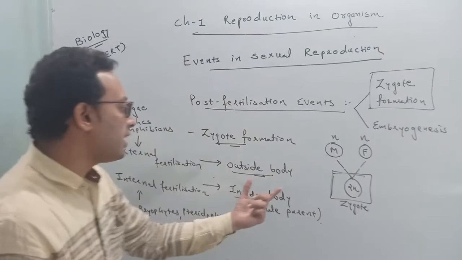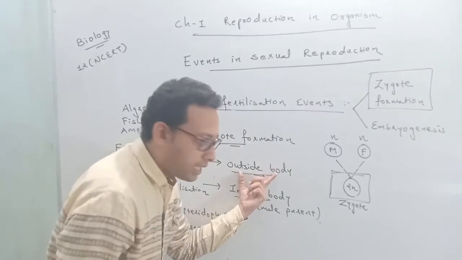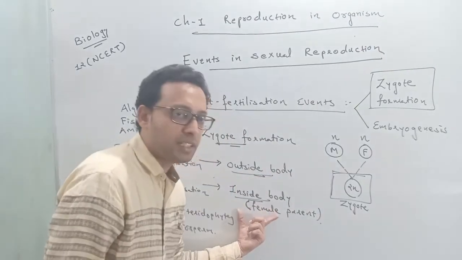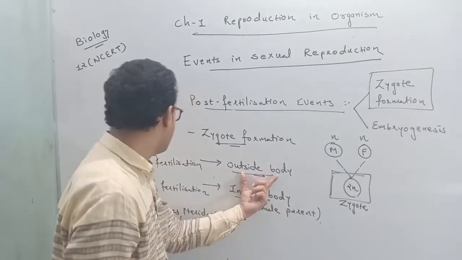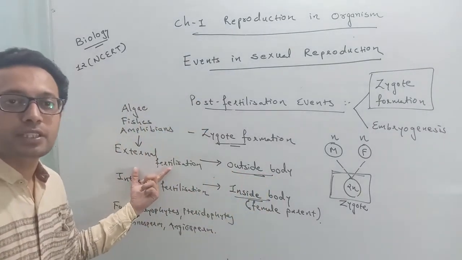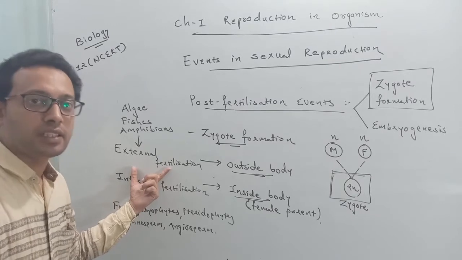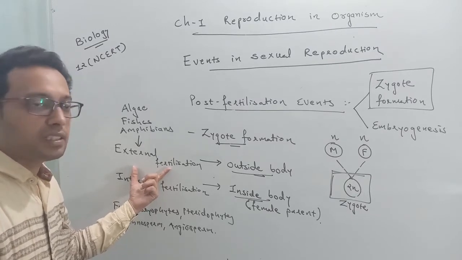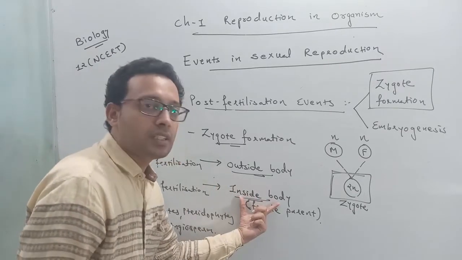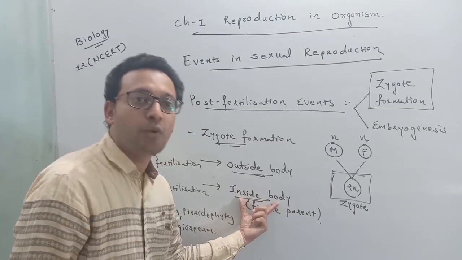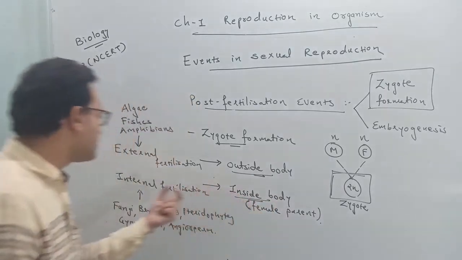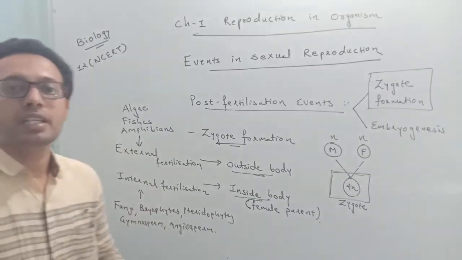The difference is whether the zygote is formed outside a body or inside a body. In which cases is the zygote formed outside a body? In the cases of organisms which reproduce externally, or have external fertilization. And in which cases does zygote formation occur inside the body of a female parent? It occurs in organisms which show internal fertilization.